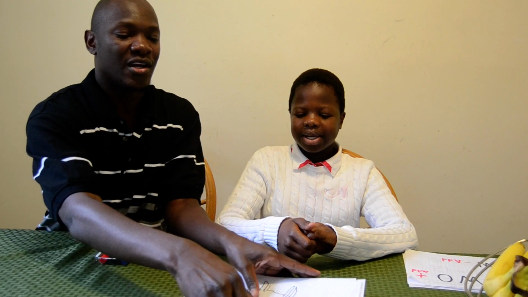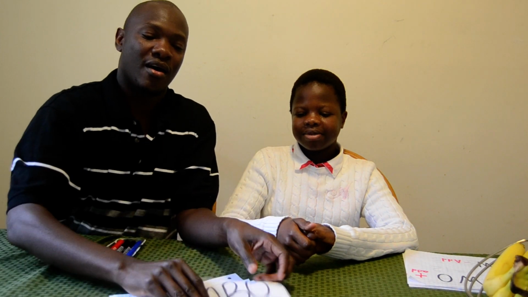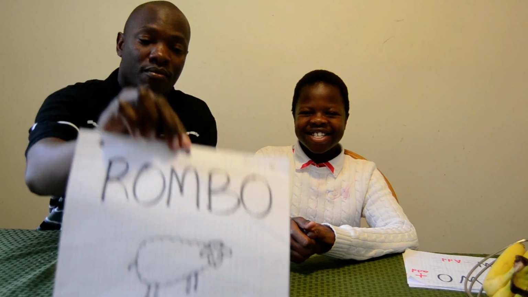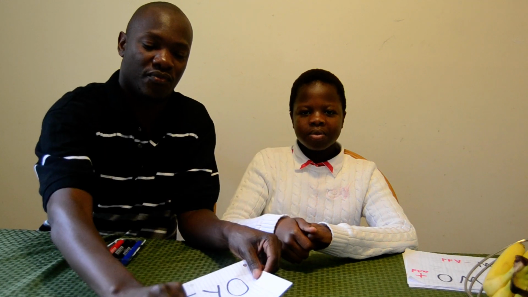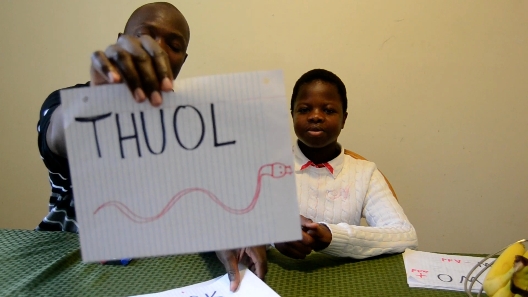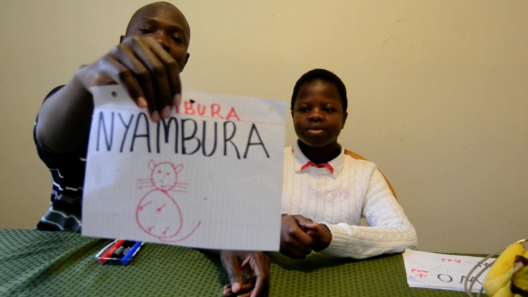Diang. Quickly, let me go through them. Diang. Rombo. Atudo. Aida. Otoyo. Oyeyo. Apuoyo. Ong'er. Sibuor. Tuol. Guok. Mbura. All right, you can close it up.